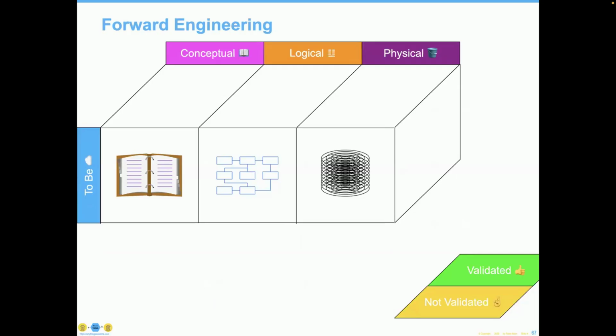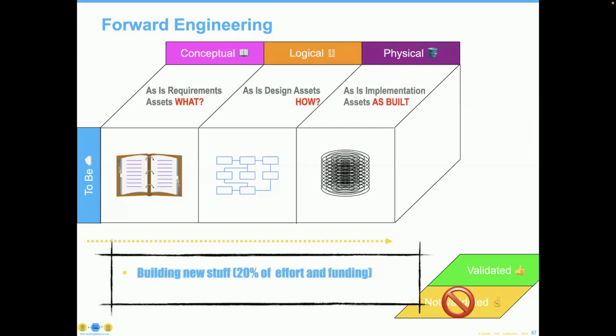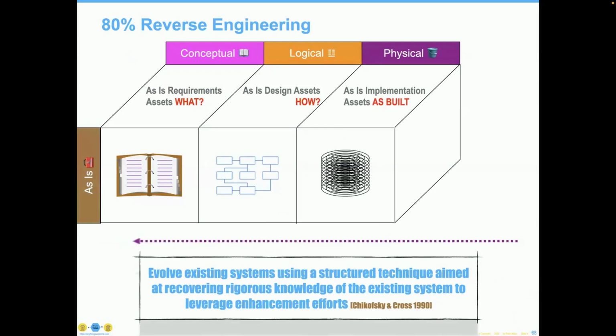Let's look at the to-be side of it for just a quick second. Remember, we don't want to work with the not validated side. We want to work with the validated side, because then we're working with factual information. And this is typically what people call forward engineering, and is the only skill that we teach undergraduates. However, we should recognize that that only represents 20% of the effort and funding in the real world. Reverse engineering is much more likely to be encountered, to the tune of 20–80% on this.